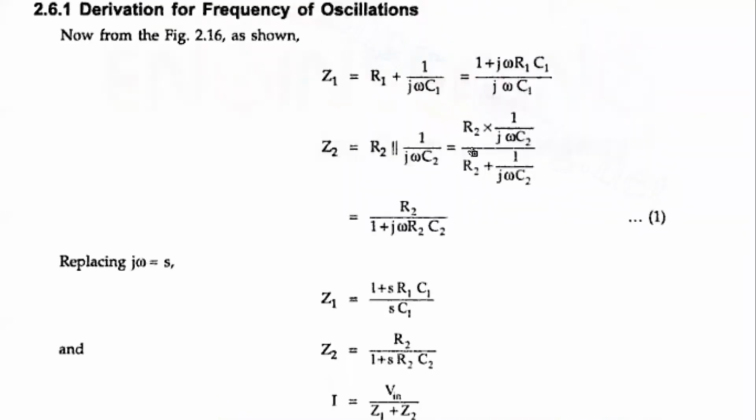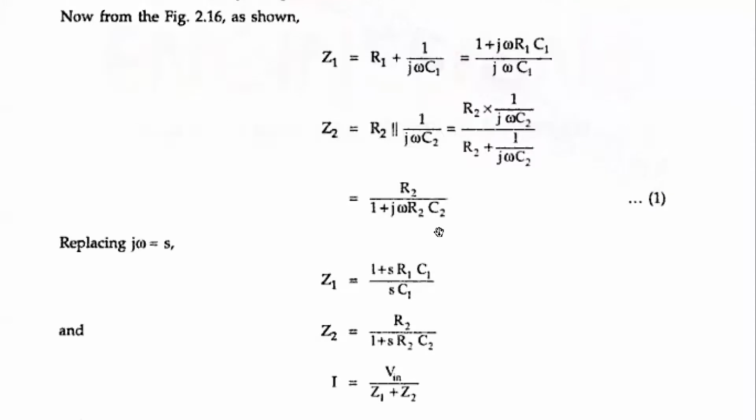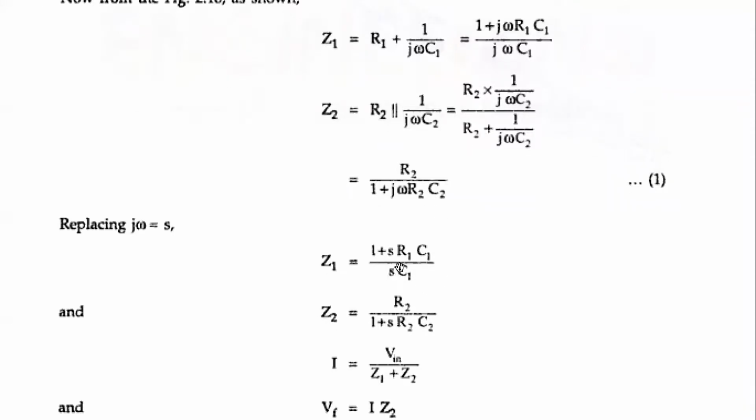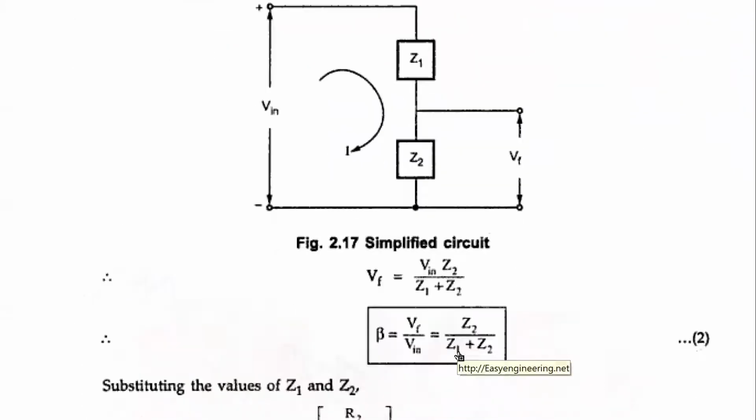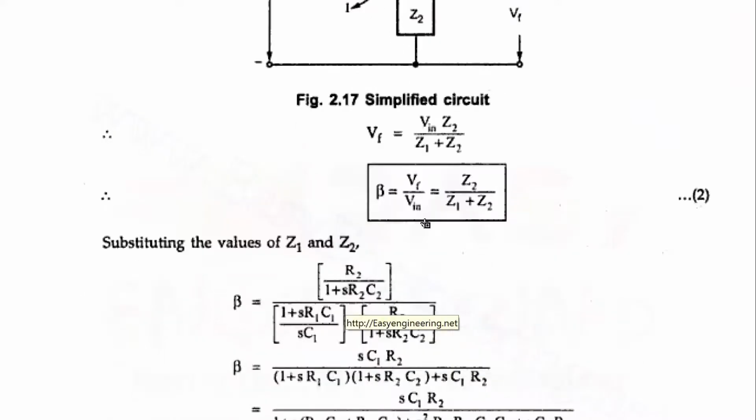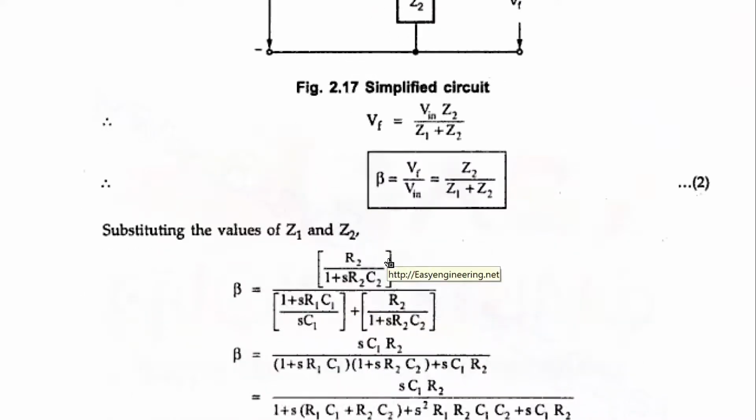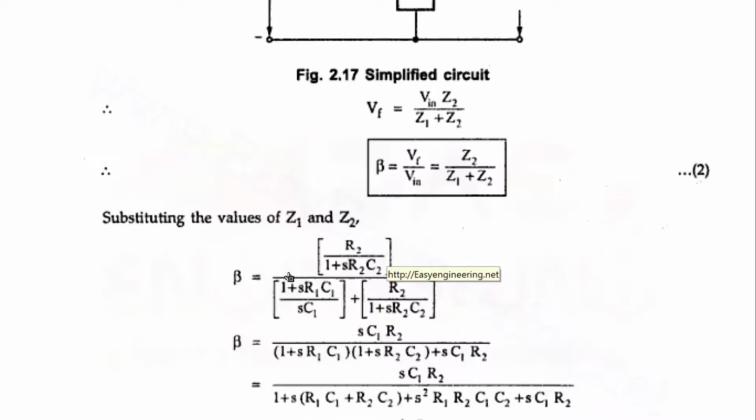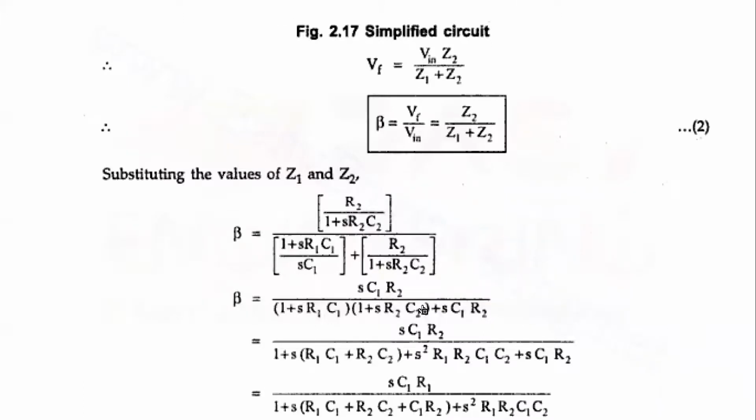What was Z1? Z1 is 1 plus S R1 C1 by S C1. Z2 is R2 by 1 plus S R2 C2. Now simply we are substituting Z1 and Z2. Then simplifying. How to simplify? See here, SC1 is there, and 1 plus S R2 C2 is there.